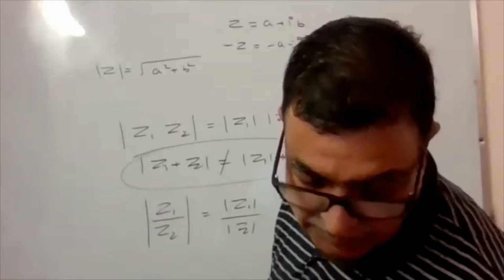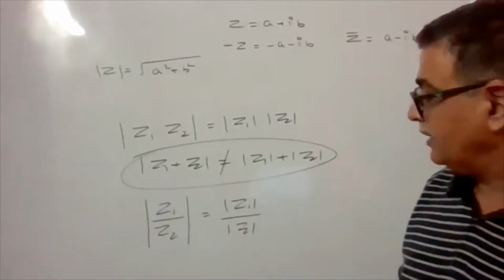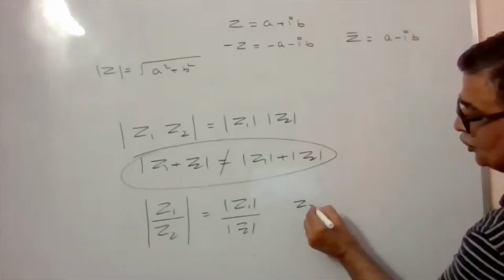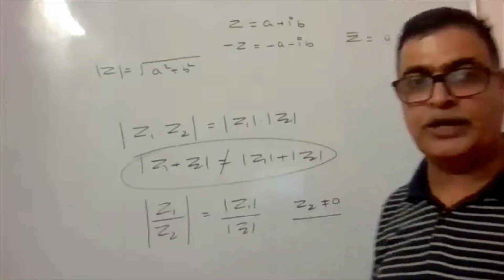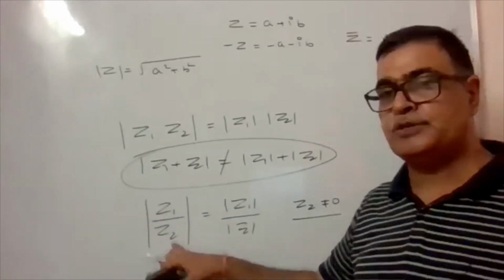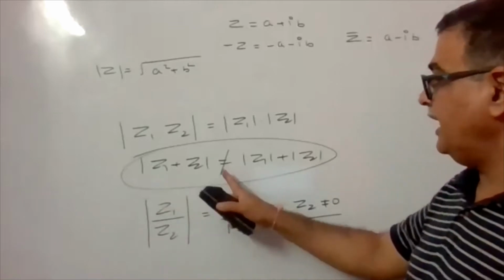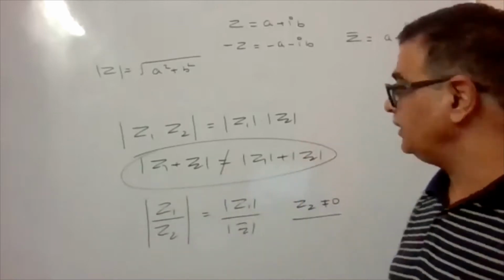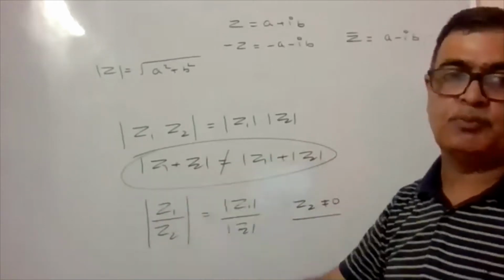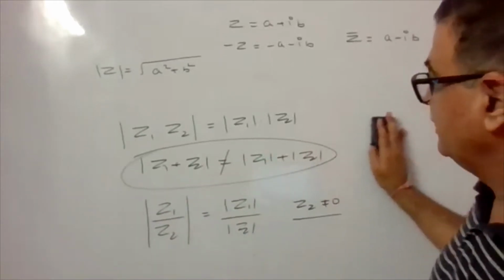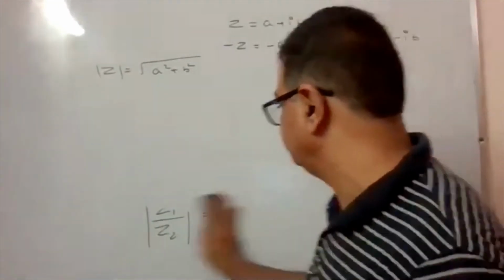Sir, and mod of z2 is not equal to 0, that also we have to write, right? Yes. In this case, z2 should not be 0. z2 cannot be 0 because if z2 comes out to be 0, it will become infinity. So that should not be there. And this condition is not valid for plus, not for minus. That you should remember. So these are the properties we have done for modulus.